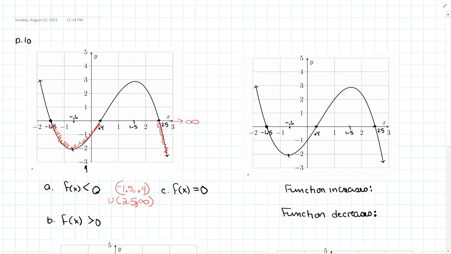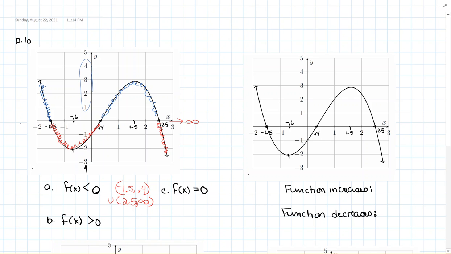Right. For letter B, where is f of x greater than 0? Where are you above the x-axis? So those are where your y values are positive, so it would be here. That's where f of x is greater than 0. These are where your y values are positive. And then here. And again, we've got two pieces, so we're going to have two separate intervals.